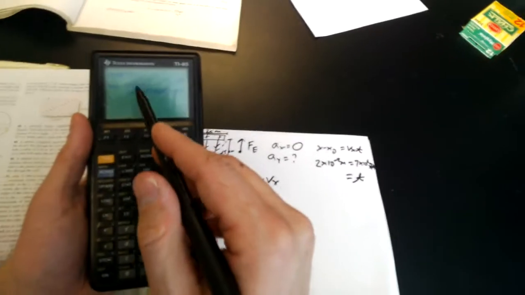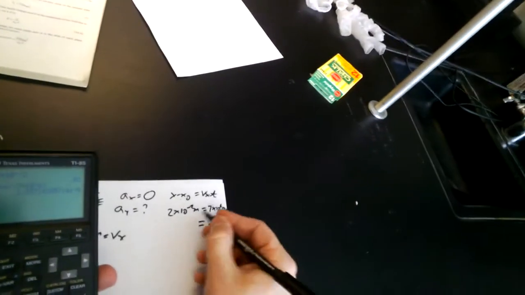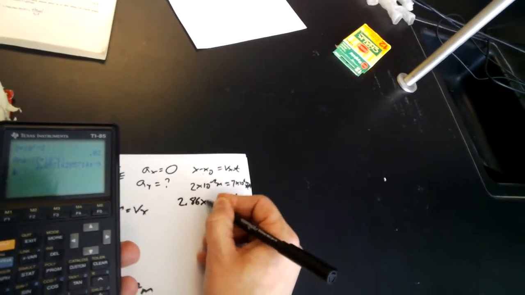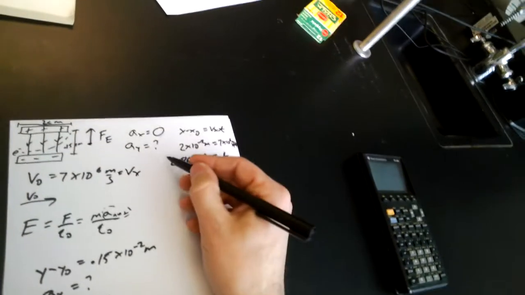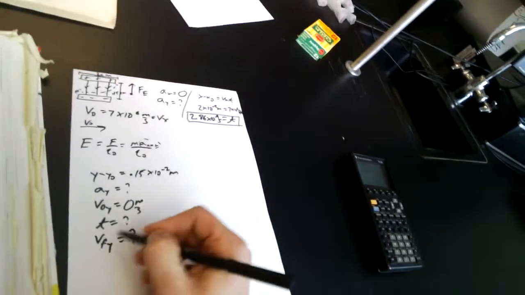Okay, so we got 2 times 10 to the negative second, or 0.02, divided by 7 times 10 to the 6th. So our time is very, very short, and that's fine. So 2.86 times 10 to the negative 9th seconds. And hopefully I did my math right there. If we don't get the right answer, we'll come back and check this work to see if I plugged something in wrong.